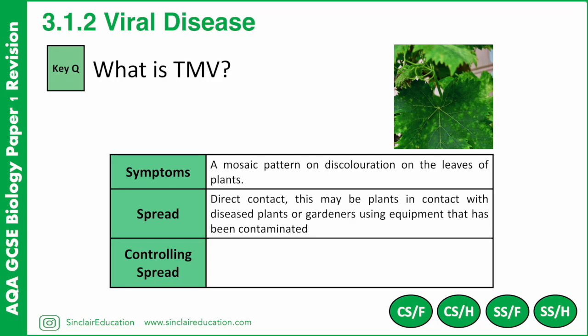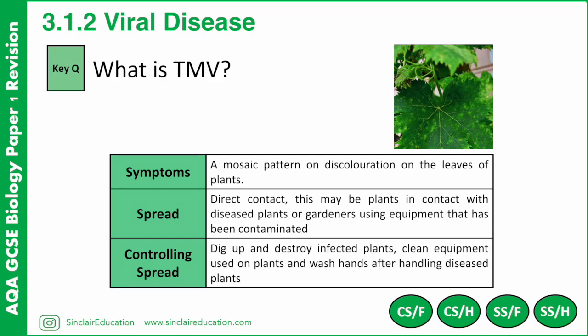The only way really to control the spread of viral infections in plants is to dig up and destroy the infected plant, because all of those leaves are going to come into contact with possibly other plants. That's the only way of really controlling the spread there. But also any equipment that's been used around those plants and the hands both need to be washed because of the fact this is spread by direct contact.